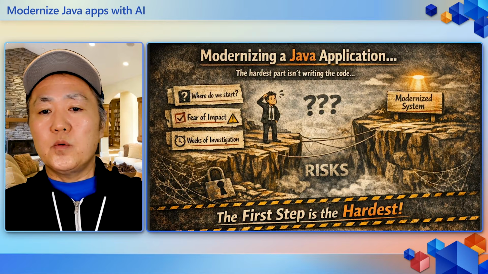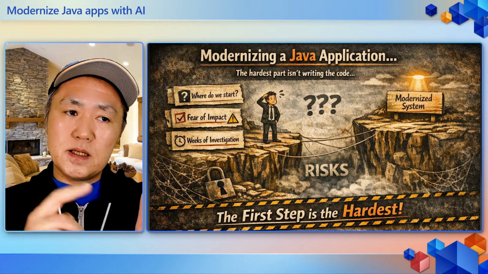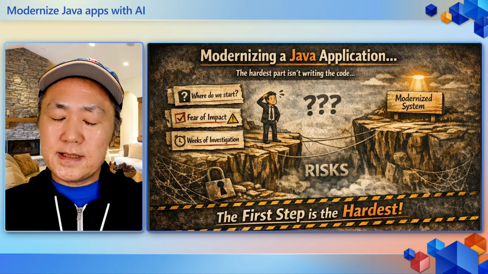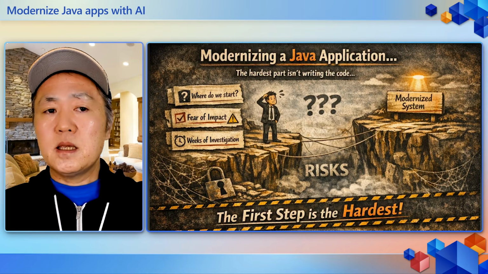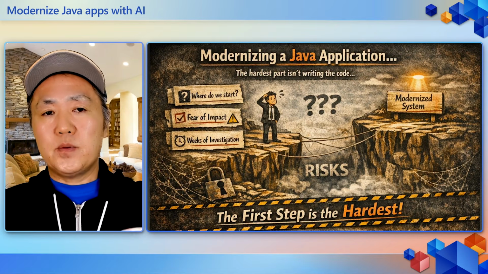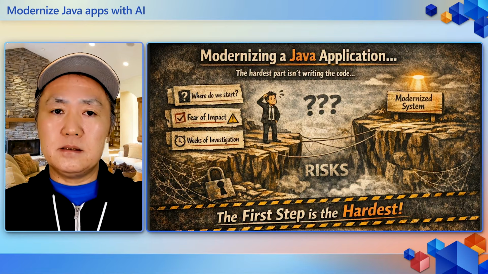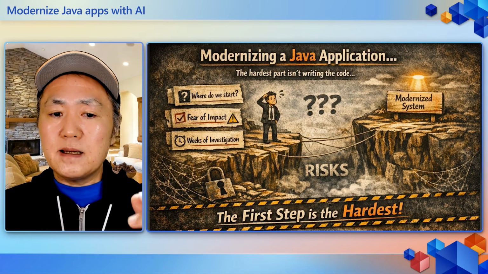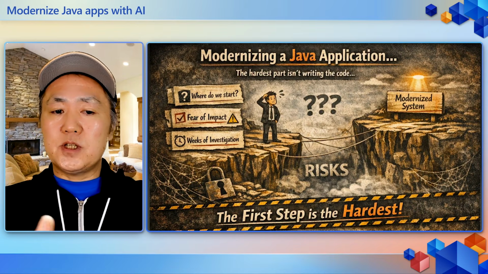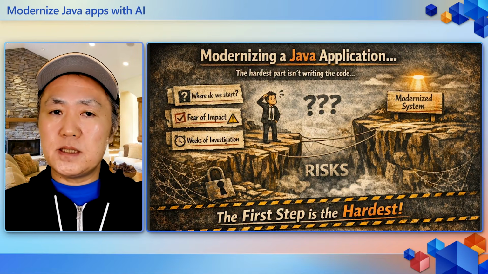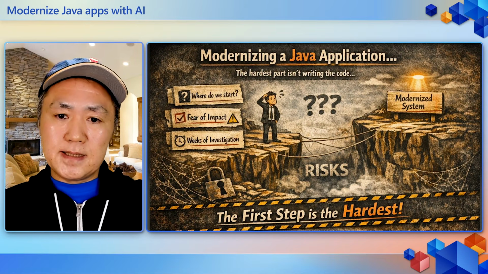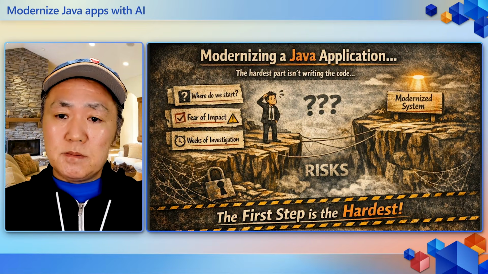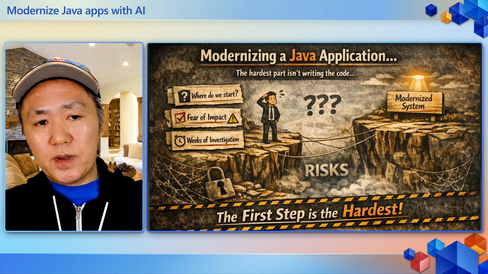We all know the 6R or 7R approach for modernization is very important, for example rehost, refactor, re-architect, rebuild. But in reality, many teams are stuck at the very first step.